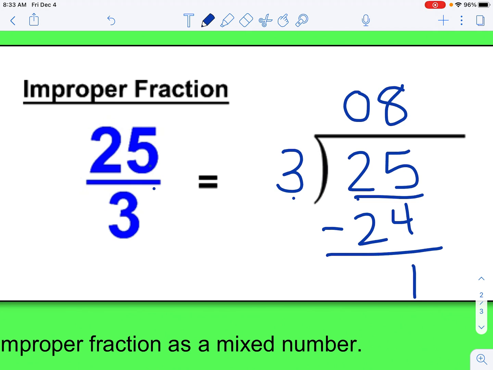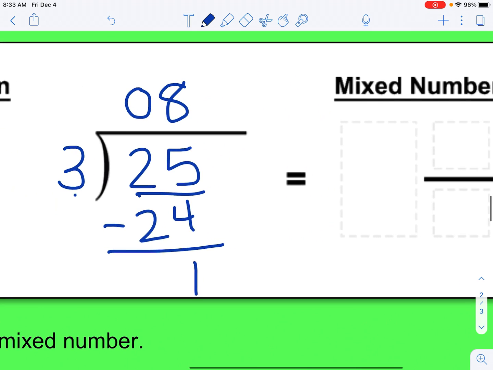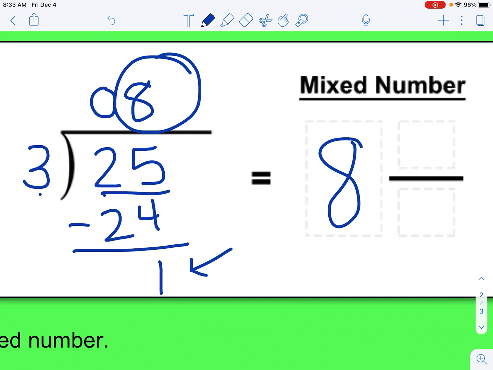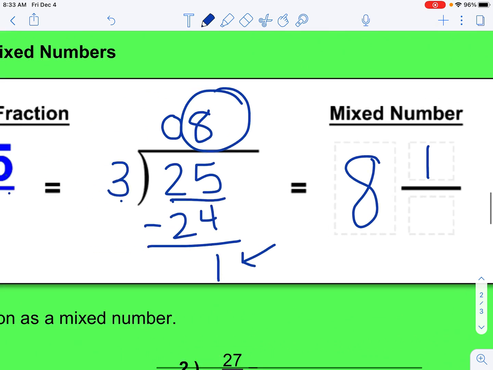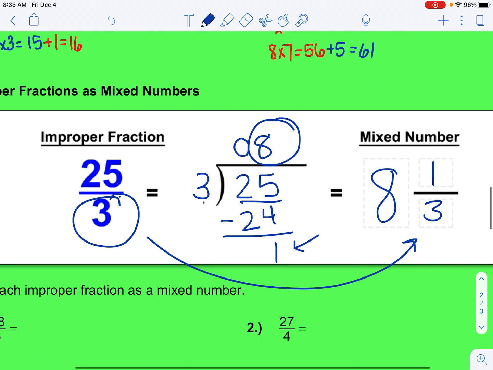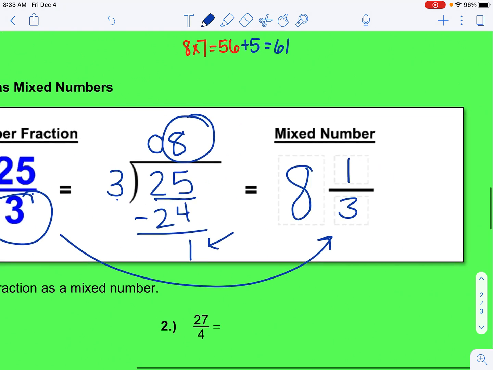Alright, so this is all we have to do. Now, to write it as a mixed number, here's how we do it. This number on top that we got is our whole number. We had 8 full ones, but we had 1 left over. So that 1 goes up on the numerator. And then to figure out our denominator, it's exactly the same as it was in the original number. So 8 1/3.